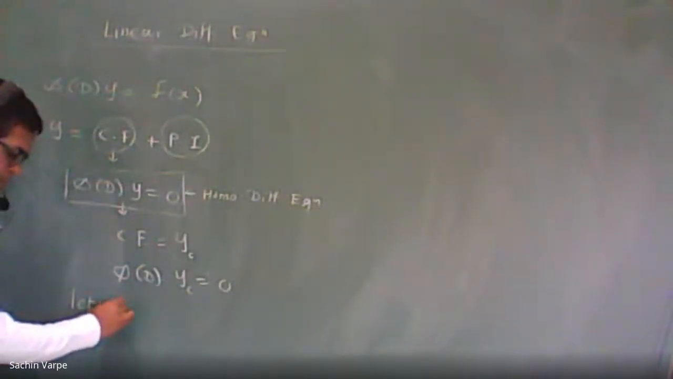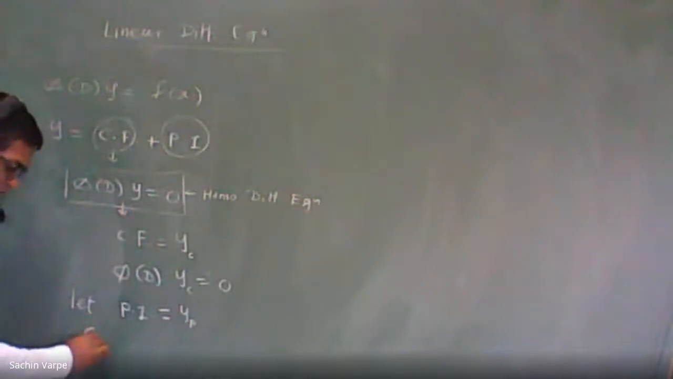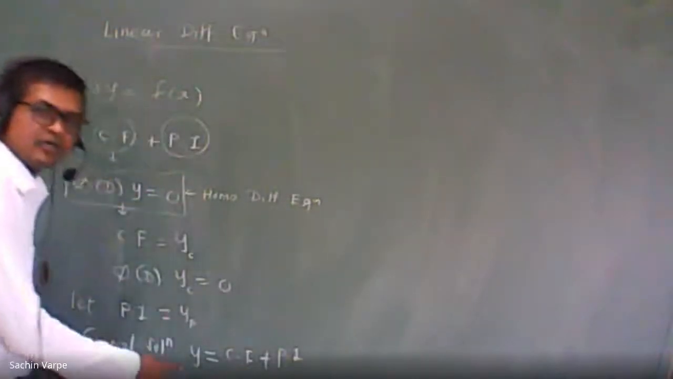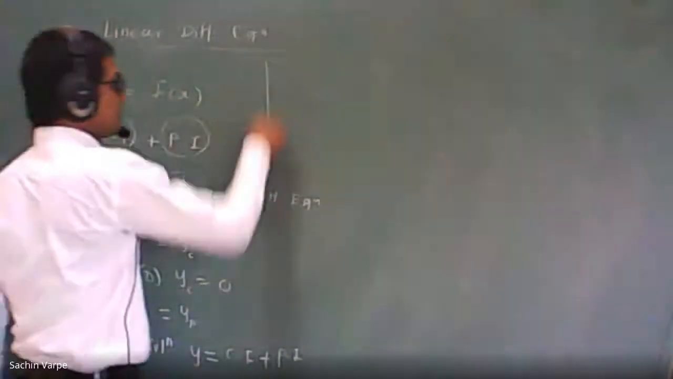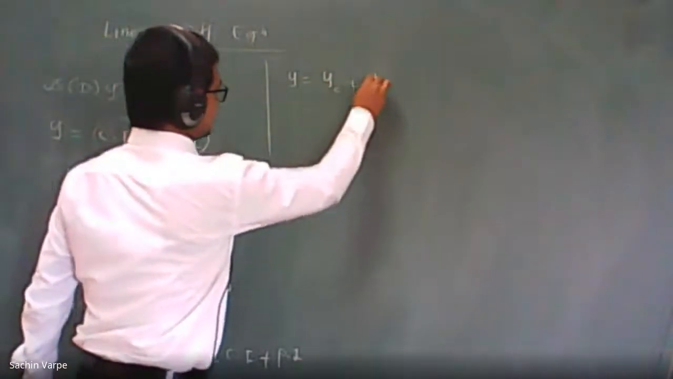Let the particular integral be denoted by y suffix p, p for particular integral. So I can write the general solution y as a combination of CF and PI, that is CF plus PI, but in the new notation we can denote it as y is equal to y suffix c plus y suffix p.